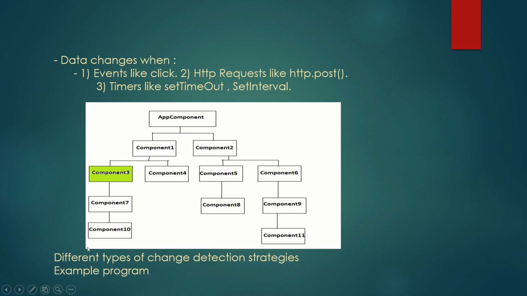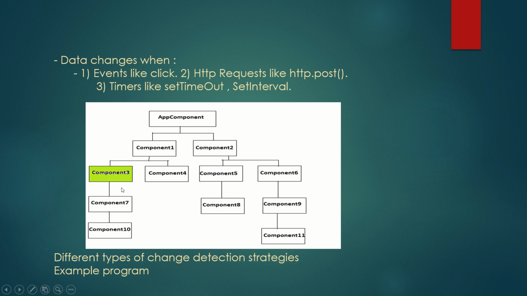In the OnPush strategy, suppose component 3 is using the OnPush strategy. In that case, if some changes happen within the component or its children, then only the change detection process runs through these three components. Suppose here component 1 is changed, then the change detection process runs for the remaining components except the 3, 7 and 10 components. In this way we can improve performance.